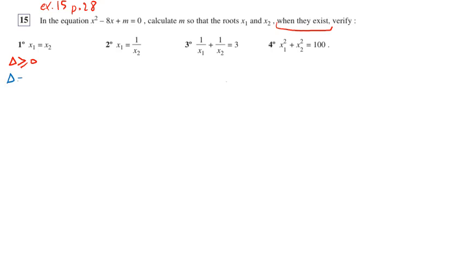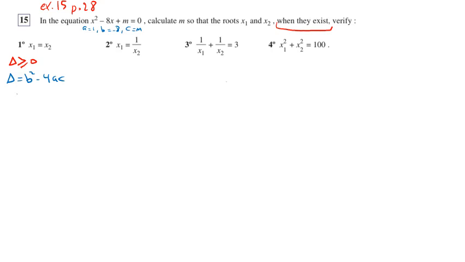Delta equal b squared minus 4ac. Here in the equation, we have a equal to 1, b equal minus 8, and c equal to m. Now we will solve many exercises about parametric equations. What do we mean by parametric equations? Equations containing an unknown, which is the parameter m.